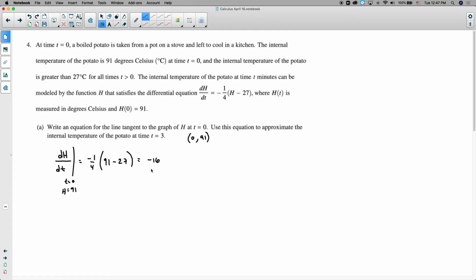At (0, 91), you've got to imagine that there is some curve that we don't know the equation of, that's h. And butting up next to that curve at (0, 91) is a tangent line, and that tangent line slope is negative 16. So putting this all together in point-slope form, the answer to the first part is y minus 91 equals negative 16 times x minus 0.